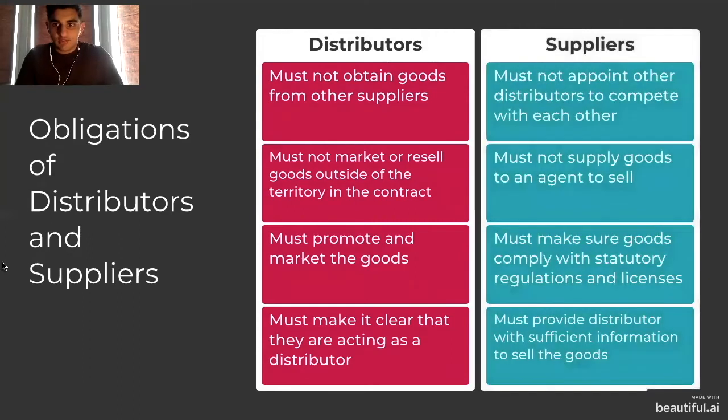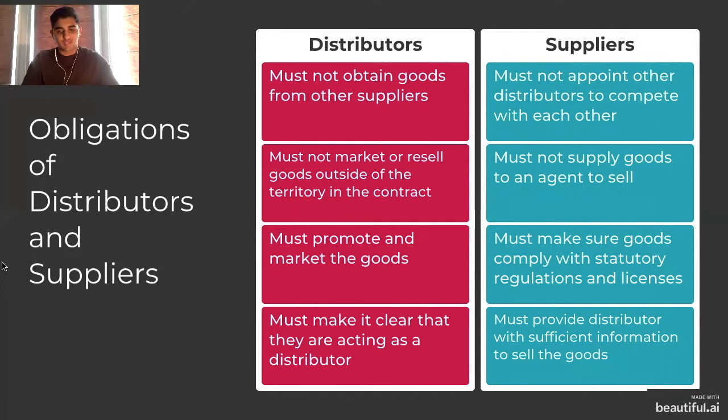In terms of the supplier's obligation, you must not appoint other distributors to compete with the original distributor, because there's no point of that if you're starting to give your products to all the distributors and they begin competing with each other. The whole point of being a distributor is that you have a kind of exclusivity with the supplier. You must not supply goods to an agent to sell.